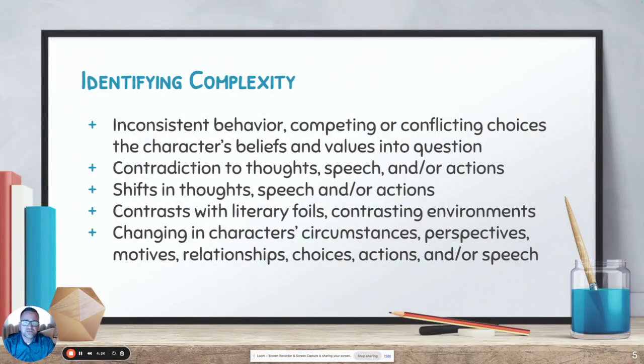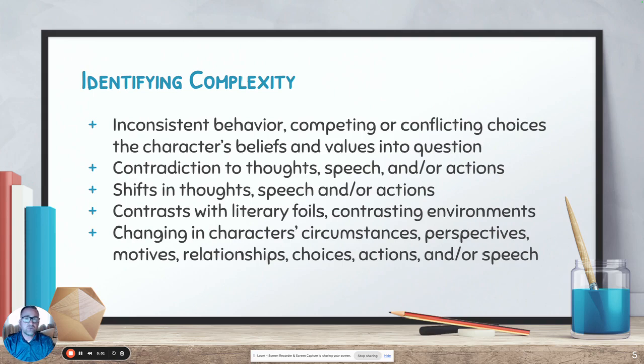Identifying complexity is something that you'll be asked to do with each and every question or prompt. Complexity can be represented in a number of different ways. For example, you could have inconsistent behaviors of characters. That might represent complexity. Competing or conflicting choices that put the character's beliefs and values into question. Contradiction in thoughts, speech, and/or actions, or shifts in thoughts, speech, or actions. Things that change from one part of the passage to the next might represent the complexity of the passage.